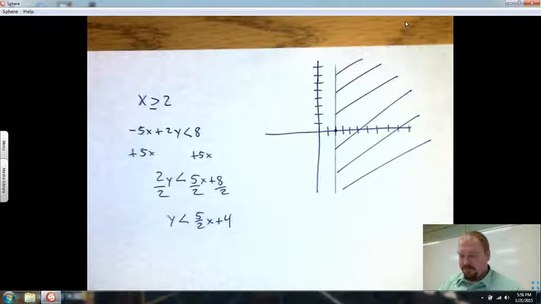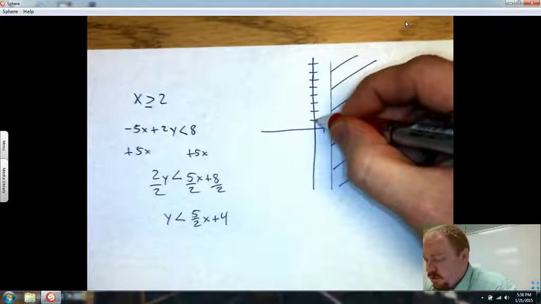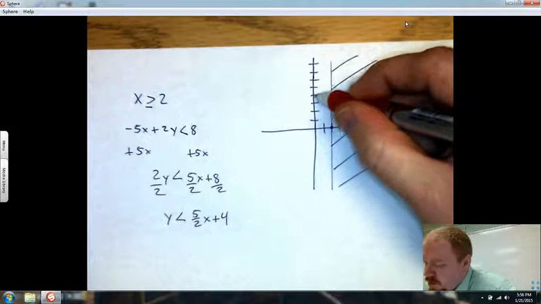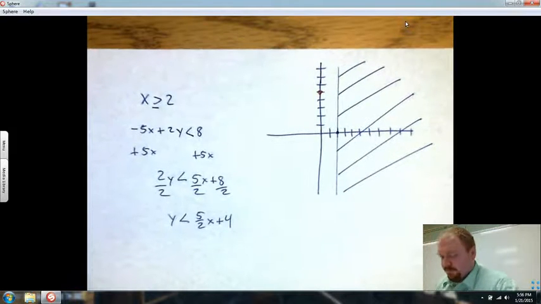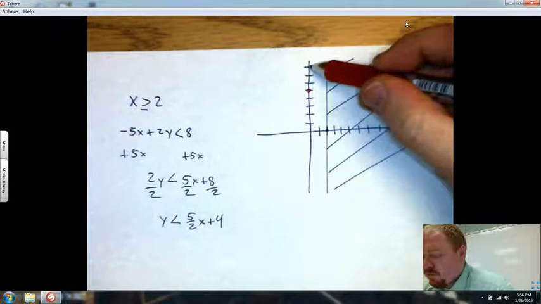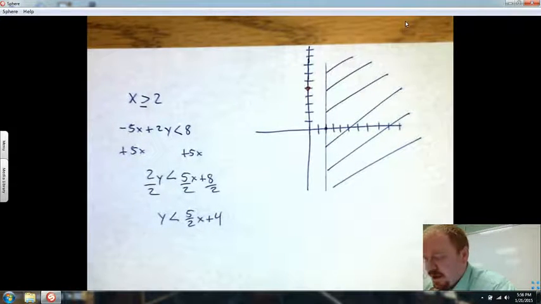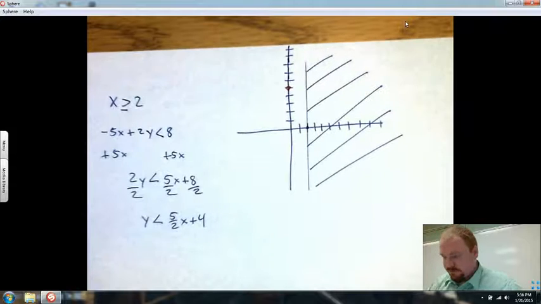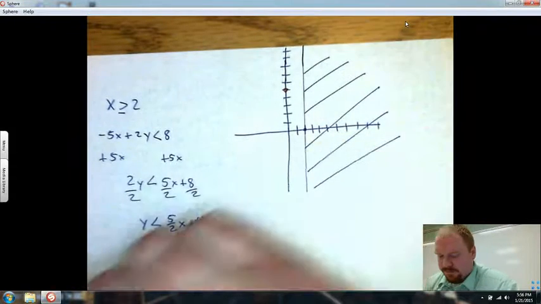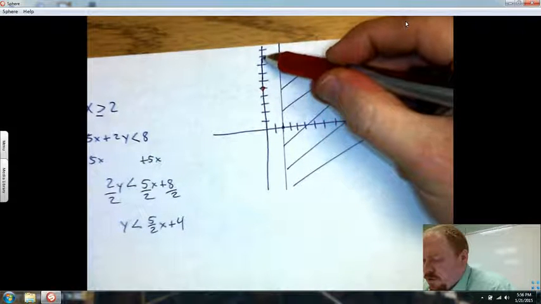Again, I'm going to use red for this. So I'm going to start off by going up 4. 1, 2, 3, 4. Placing a dot. And then I'm going to rise 5 and run 2. 1, 2, 3. Looks like I need a few more places here on my graph. 4, 5. Then I'm going to run 2. I'm going to extend this just a little bit. So 1, 2, 3, 4, 5. And then run 2. 1, 2.